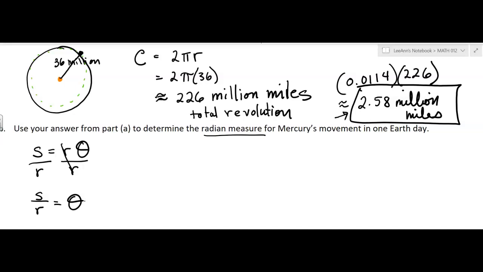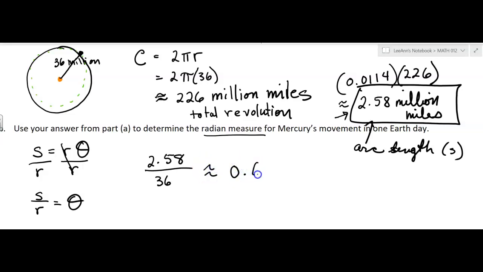So we know the arc length that we figured out. That was the arc length, S. We already know the radius, so 2.58, and we're dividing by the radius, which was 36. They're both in millions of miles. So 2.58 divided by 36, and I'm getting approximately 0.072. No, sorry, not million miles, radians. This is now in radians, not millions of miles anymore.